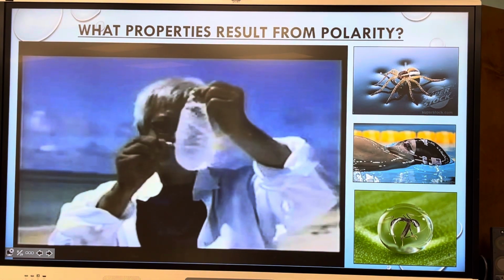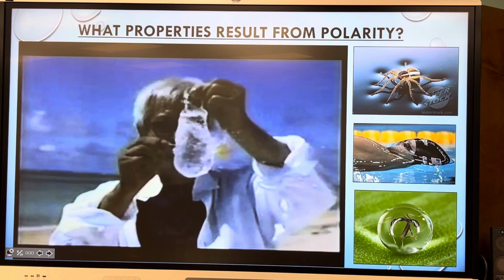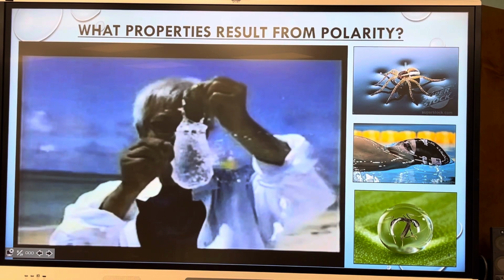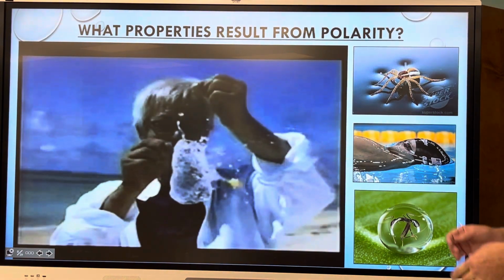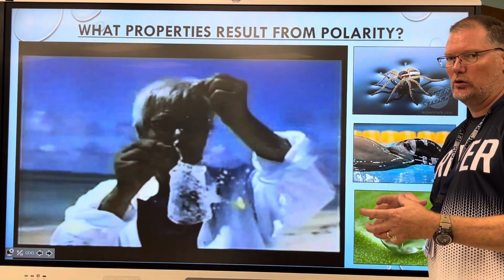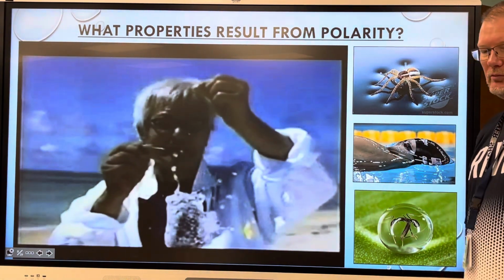Right there, that's pretty cool. The water molecules have that tendency. Gravity takes over eventually, but they want to stick together. And so you saw them retain that form of that balloon when it was popped, okay?